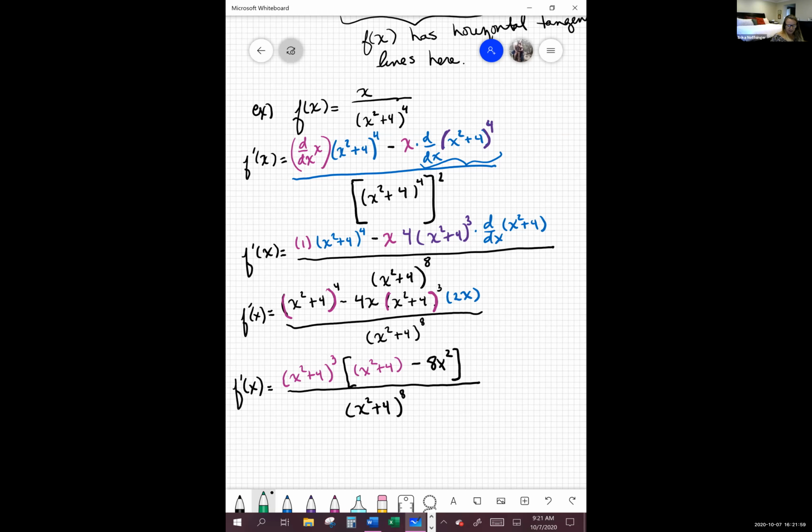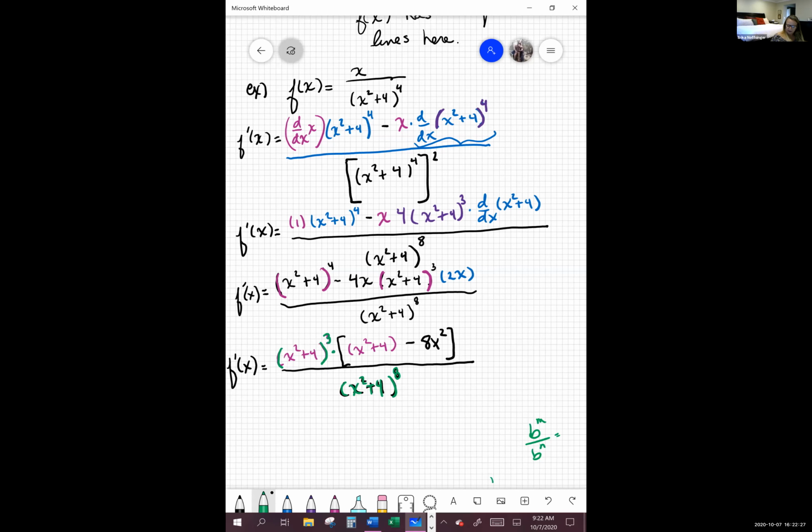Notice this is now multiplication, and we have the same factors in the numerator and denominator. We have an (x squared plus 4) quantity cubed up here, and we have an (x squared plus 4) raised to the 8th power in the denominator. So we're going to use rules of exponents. Same base. If our denominator has the higher power, if n is bigger than m, then we can rewrite this as 1 over b to the n minus m power. So subtracting the exponents.